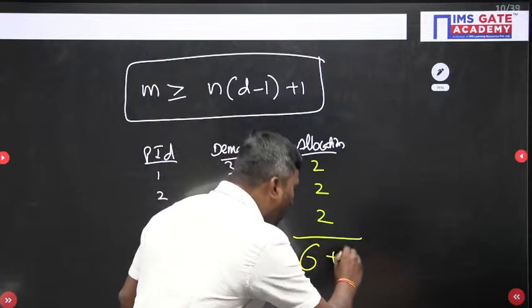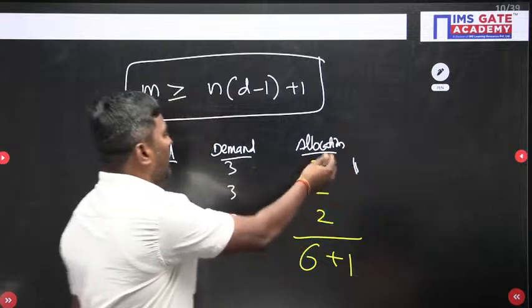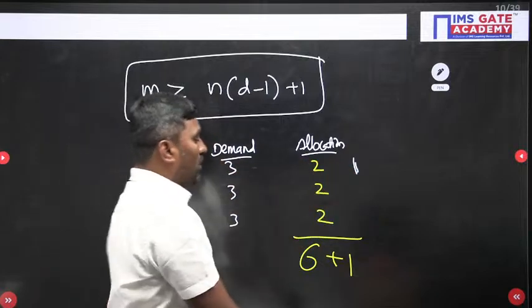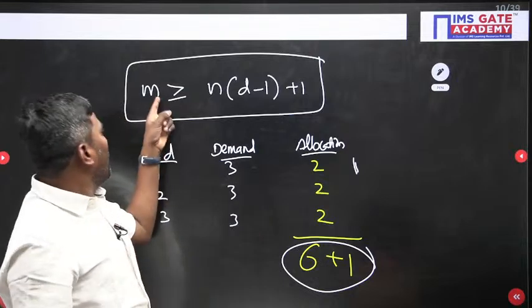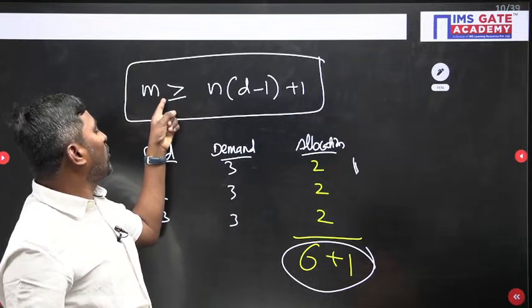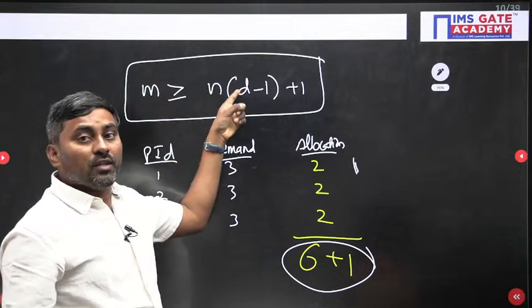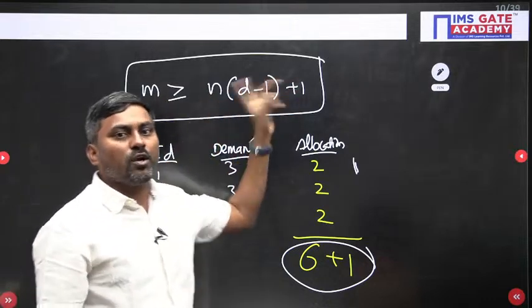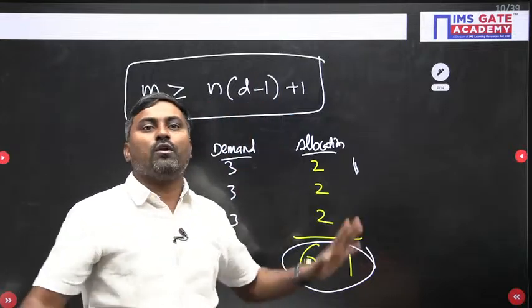If I give 1 extra copy here, that process will run and release 3, so I can run the others. So now 7 resources should be there. That's why this is the minimum number of resources that should be given to the processes so that deadlock will not arise for n processes: their demand minus 1, and give 1 extra copy. This condition ensures the deadlock will not arise.